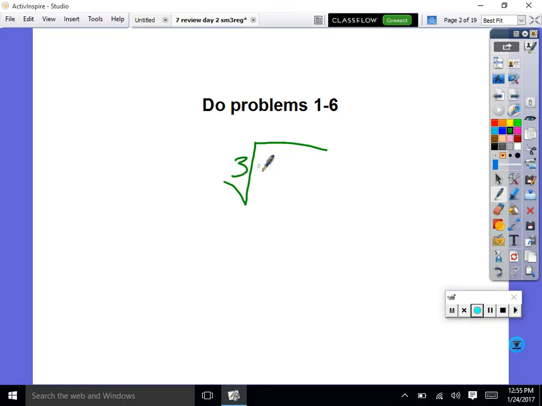Odd roots can have negatives underneath. They'll just have negative answers. Remember that, because I still saw people on the final putting I's on odd roots.